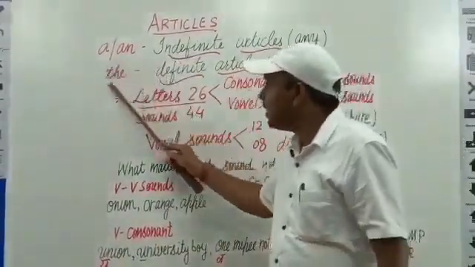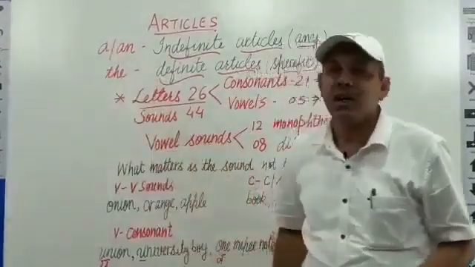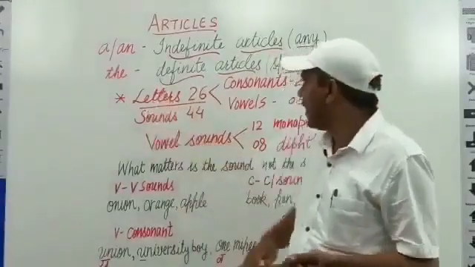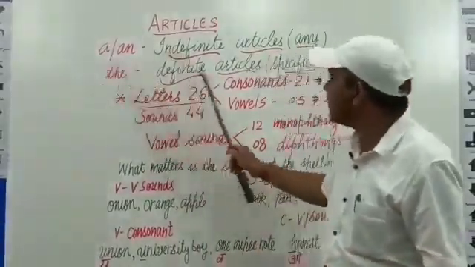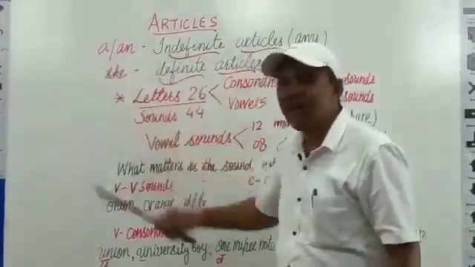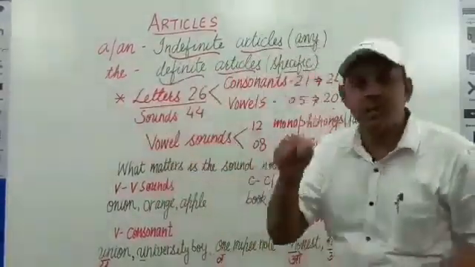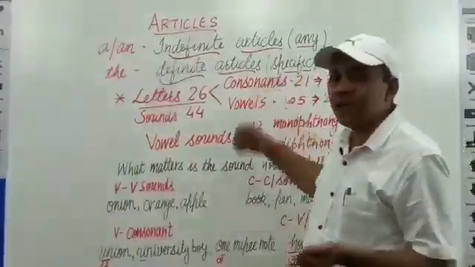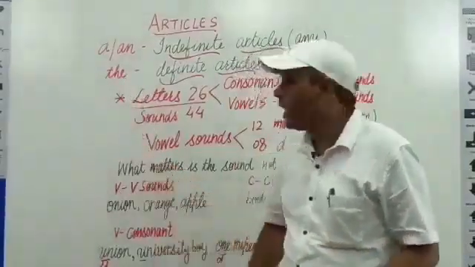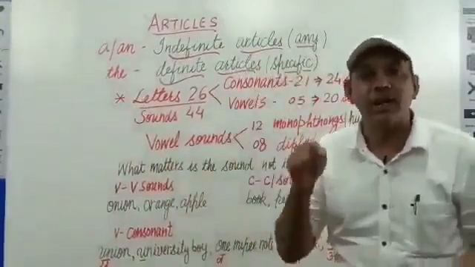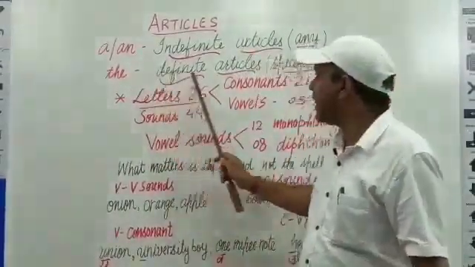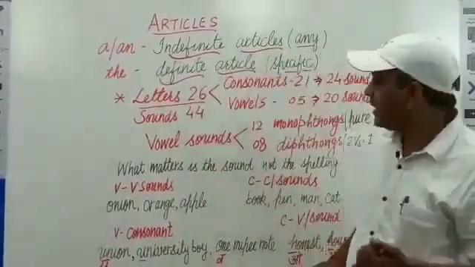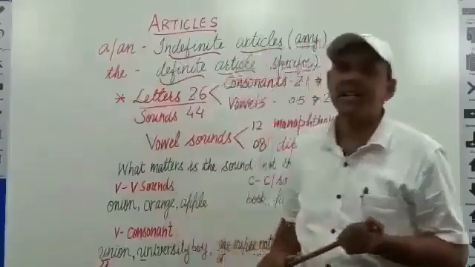The next is the. This is pronounced the or thee, depending upon the word followed by it. This is known as definite article because the refers to a definite or specific or a particular person or thing. That's why we use the before a particular or specific or definite thing. So the is known as definite article. In this way, these three words are known as articles.